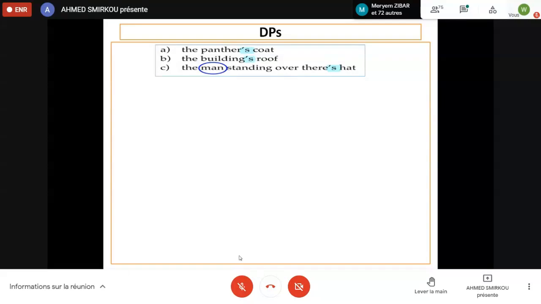Yes, Alicia? In C, the possessive S is not attached to the owner of the hat, because the owner of the hat is at the beginning of the sentence. Exactly, thank you. In C, the possessive S, the genitive S, is not attached to the possessor, man. It is attached to another word. This is very interesting: it means that the possessive S is not simply a suffix. If it were simply a suffix, it would be attached to the possessor, which is in this case man. So it's not a suffix. It's a small word.